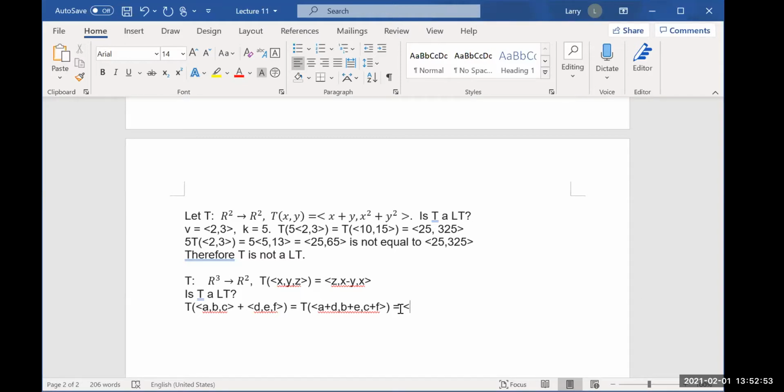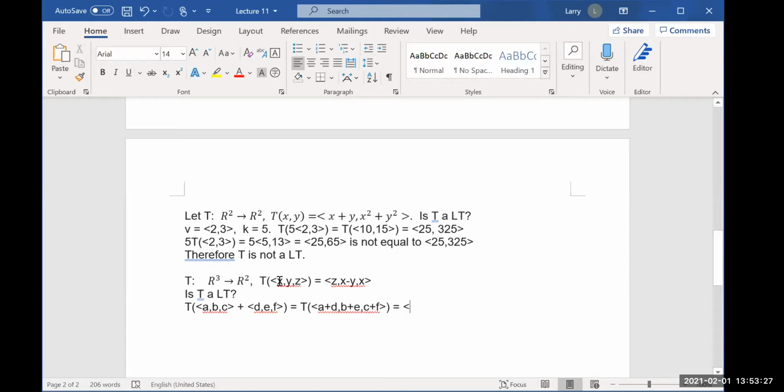T of A plus D? No, T of A plus T of D. No, T's gone. That's a hint. A plus D, comma, B plus C, comma, C plus F then? No, that would be if T was the identity. T is not the identity. T is Z, comma, X minus Y, comma, X. Oh, Z times A plus D, plus... am I on the right track here? There's no times. That's a hint.